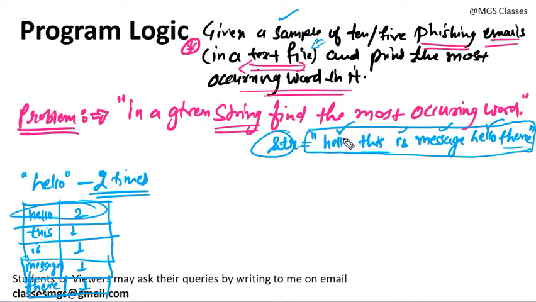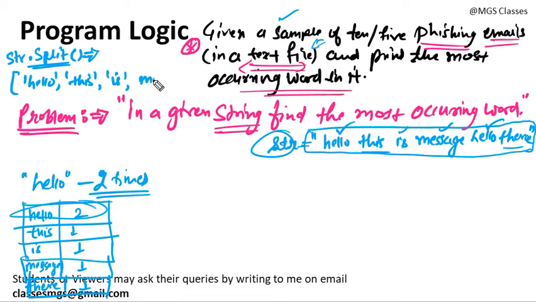Okay, so if this string is given, first of all you should know 3 methods. The split method: if you call str.split, it will return a list of each word in the string. Hello will be one word, this will be another word, is will be another word, message will be another word, like this. It returns all the words in a list. First thing you should know.